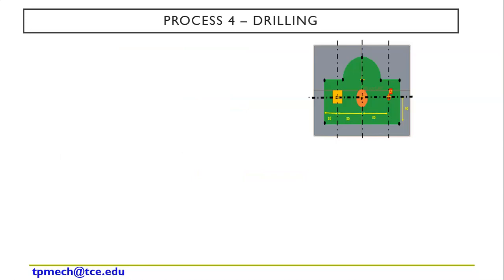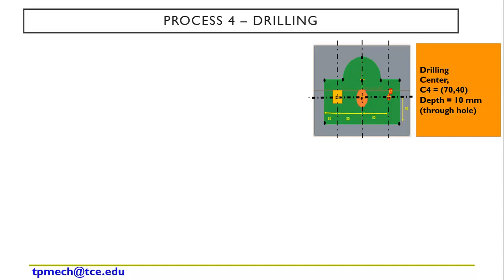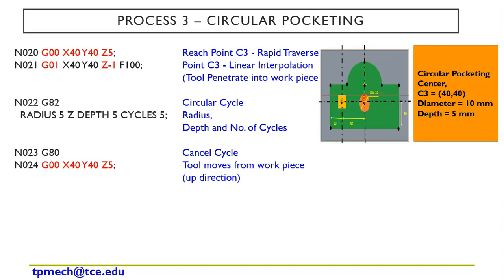Right, so now I go with drilling. This is our final process, drilling. For drilling we have the data: center 70,10, depth equal to 40 mm, because I'm going to make a through hole. Up to square and circular pocketing we used the same tool, but drilling requires a drill bit. We need to change the tool. We cannot make a drill hole with a pocketing tool.